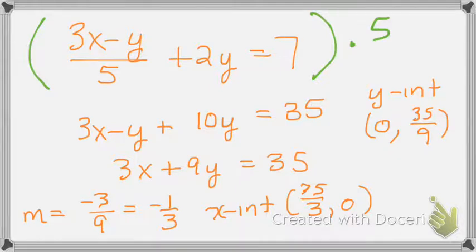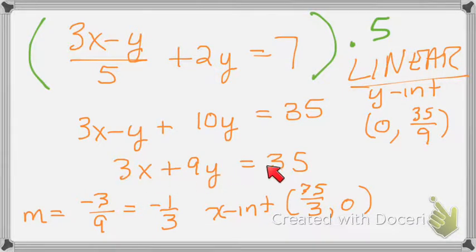All right, and that one was linear, right? Linear. Okay, how do I know it's linear? Because you can write it in standard form. If you can't get it to standard form, then it's not going to be linear.